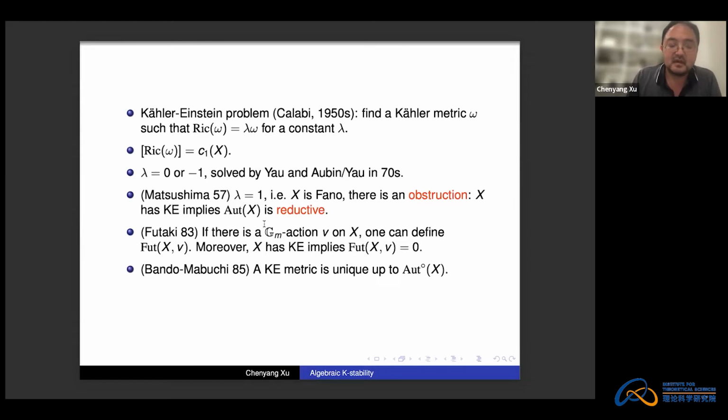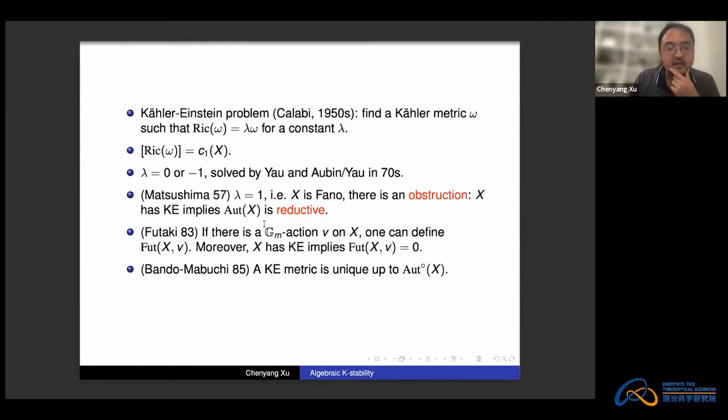But on the way, Futaki showed that if you have some X which has an automorphism group which contains G_m, then you can define a Futaki invariant which depends on this variety and on this G_m action. And then X having a Kähler-Einstein metric implies that this Futaki invariant must be 0. So again, it's not an if and only if condition, it's just an obstruction. So if the Futaki invariant is not 0, then you can say X doesn't have a Kähler-Einstein metric.